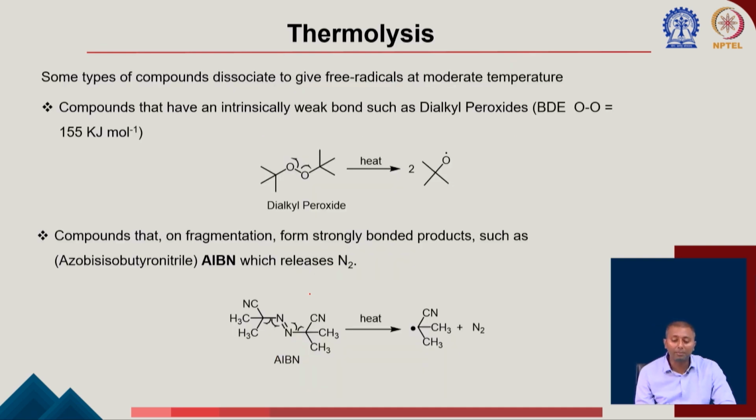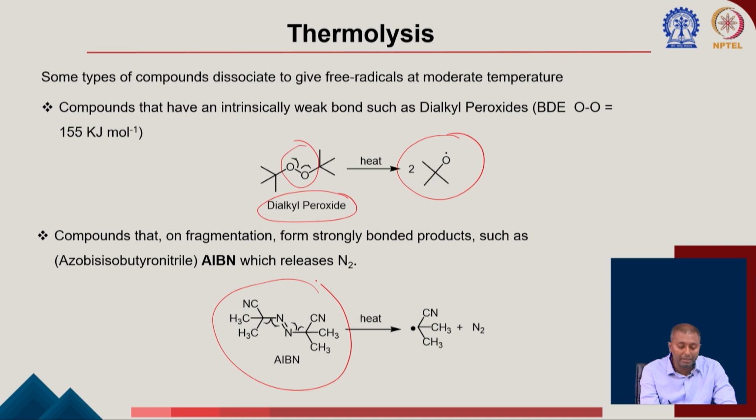First I am going to talk about thermolysis. In thermolysis, under heat, the compound absorbs heat and there is cleavage of a weak bond. You can see this is the weakest bond in this dialkyl peroxide. Under heat, the two oxygens each take a single electron to form this species. Then, under heat, the other compound called AIBN, azo-bis-isobutyronitrile.